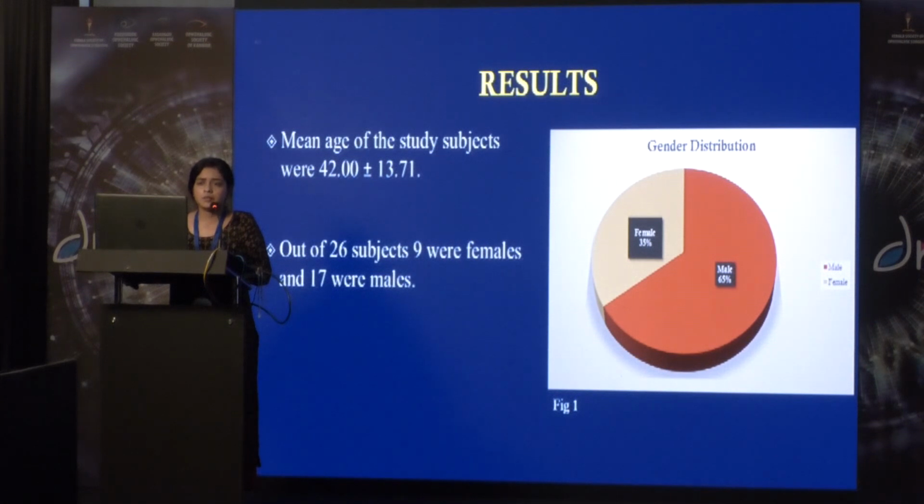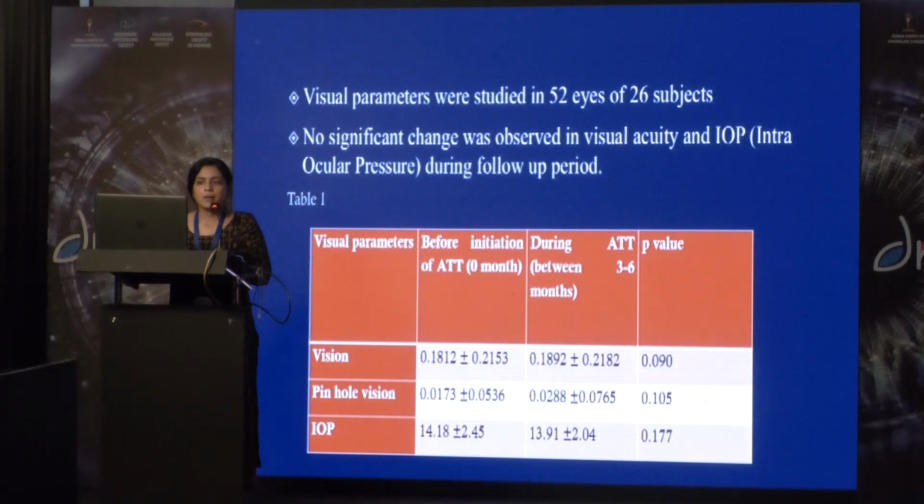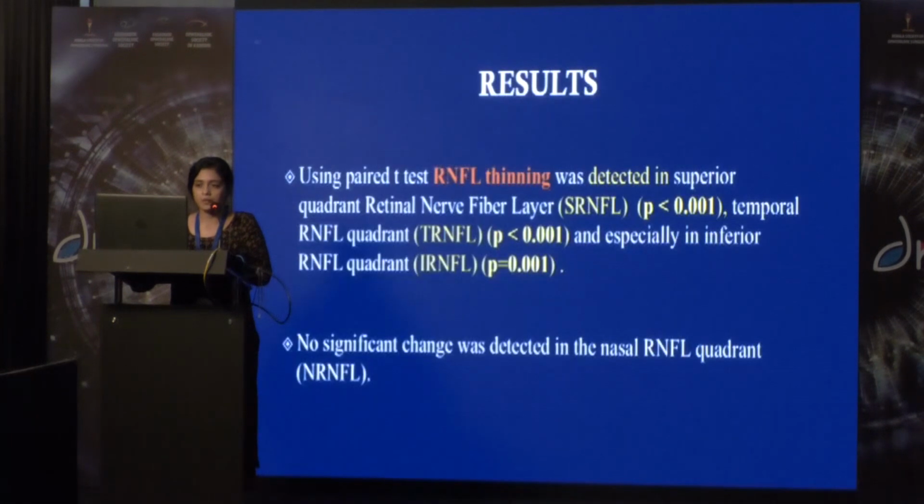Mean age of the study subjects was 42 plus or minus 13.71. Out of 26 study subjects, 9 were females and 17 were males. So visual parameters were studied in 52 eyes of 26 subjects. No significant change was observed in visual acuity and intraocular pressure during the follow-up period.